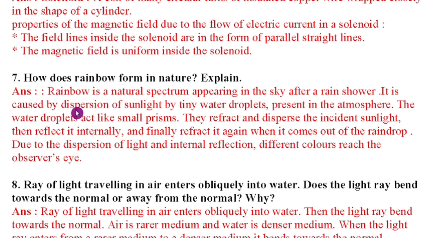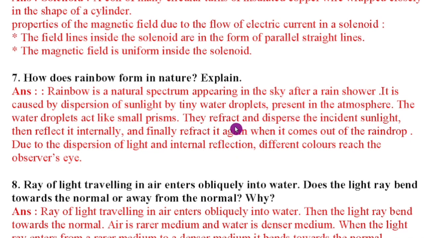It is caused by dispersion of sunlight by tiny water droplets present in the atmosphere. So we know that when it's raining, the water droplets act like a prism. When the light passes through the prism, it splits into 7 colors. We know the dispersion of light. So the same process we can see in the rainbow, children. So the water droplets act like a small prism.